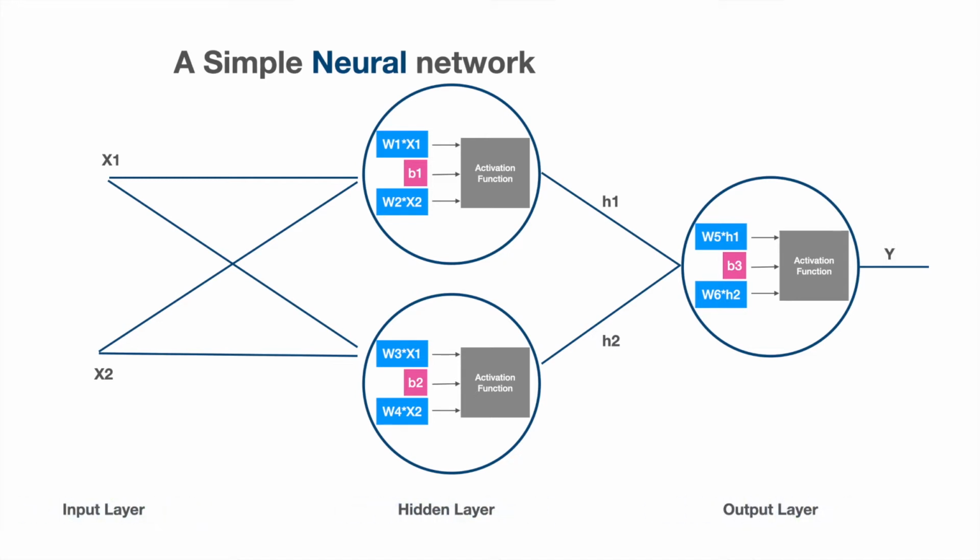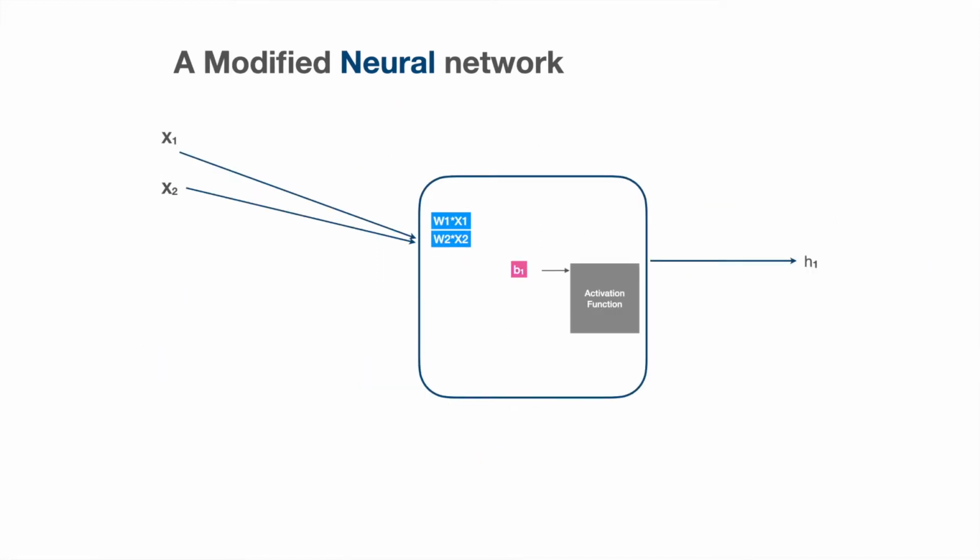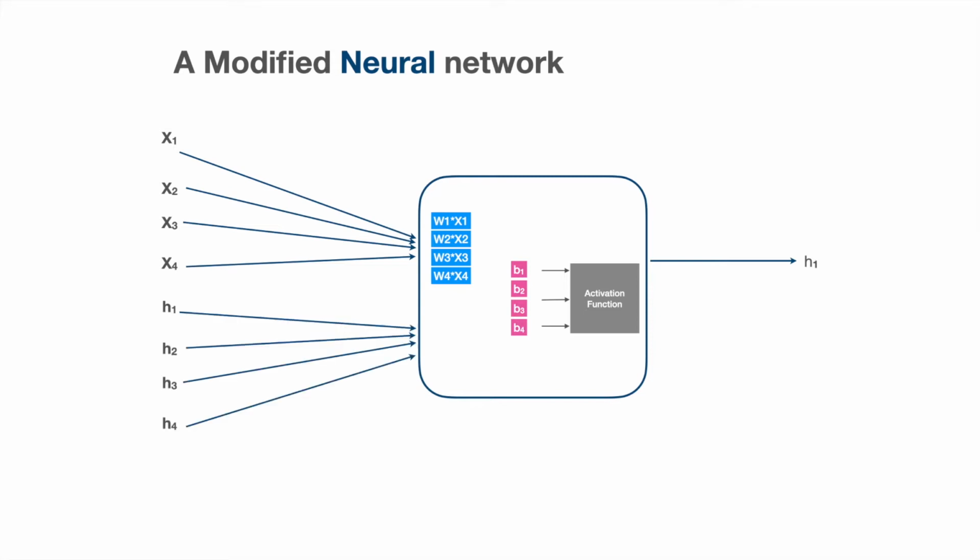Now let's modify this neural network slightly. So the same neuron with two inputs, two weights and one bias. Let's add two more inputs to this, two more weights. So that makes it 4 inputs and one output. Let's add 4 more inputs. Let's call them H inputs. We'll add 4 more H input weights. You add all of them to produce 4 outputs.